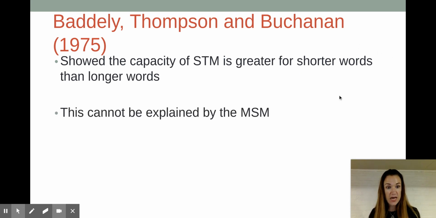This phenomenon cannot be explained by the multi-store model because the multi-store model says 7 plus or minus 2 items for 20 seconds. Okay, so do you notice how this is a criticism of the multi-store model in that not that it's not a true model, but that it may not be complete.